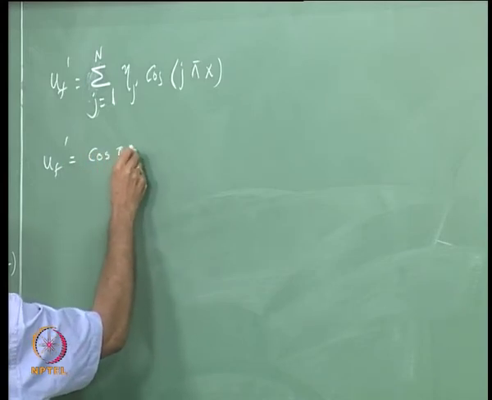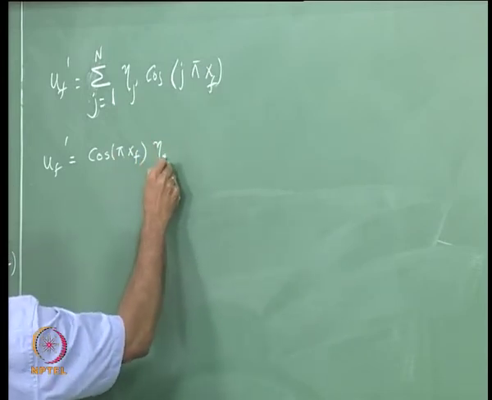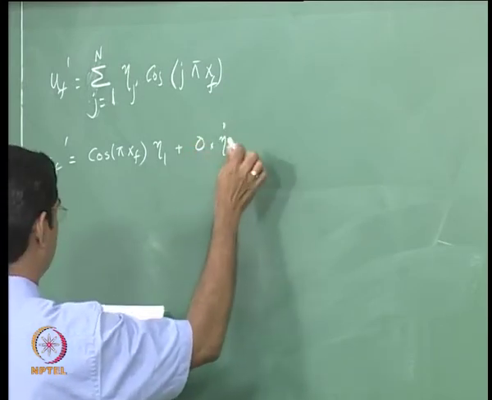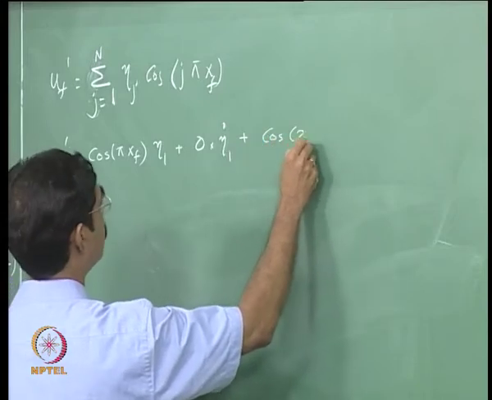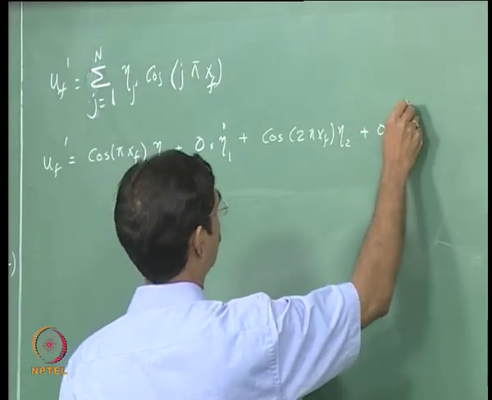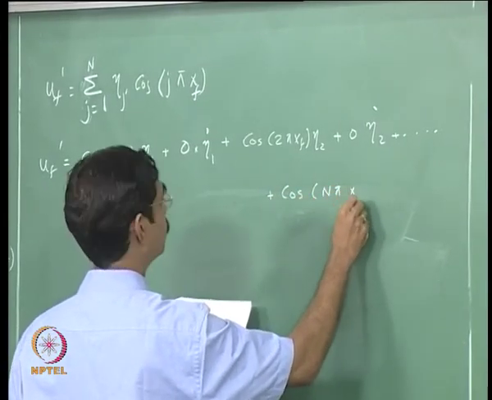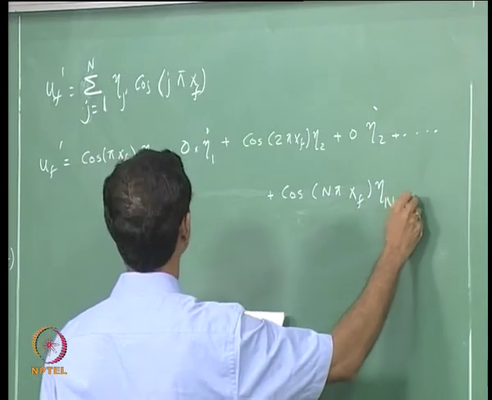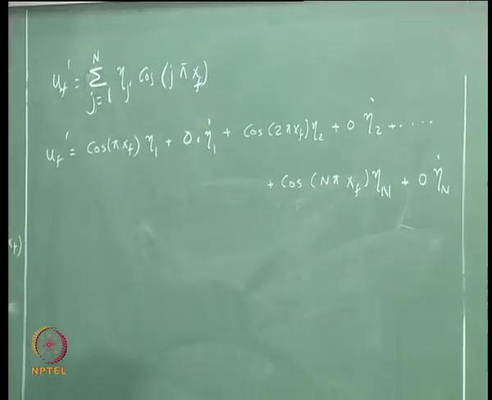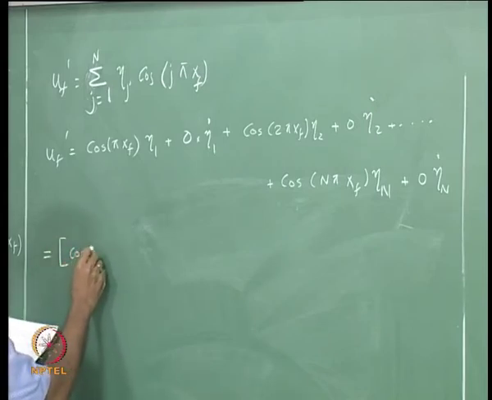So cos pi xf times eta 1 plus, there is no eta dot term, so I will put 0 times eta 1 dot, plus cos 2 pi xf times eta 2 plus 0 times eta 2 dot plus and so on, plus cos n pi xf times eta n plus 0 times eta n dot. Okay, so I have written it out in longhand. So this I can write in a matrix form as cos pi xf.